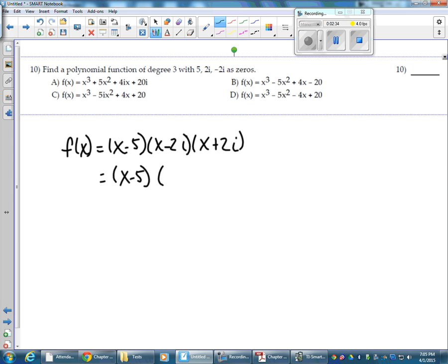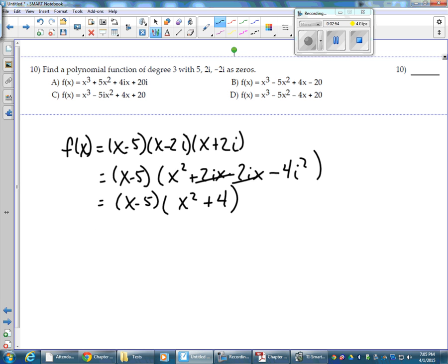So x times x is x squared. Then my outer would be plus 2ix, and my inner would be minus 2ix, which cancels. Then I have minus 4i squared. So I'll bring down the x minus 5, and this becomes x squared. These cancel. Minus 4i squared. Since i squared is negative 1, that becomes plus 4. So now I just multiply x minus 5 times x squared plus 4, and I get x cubed minus 5x squared plus 4x minus 20.